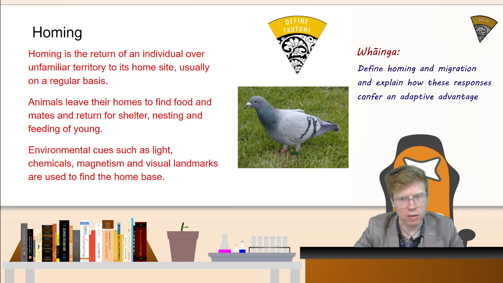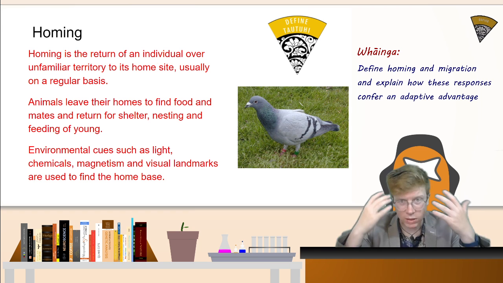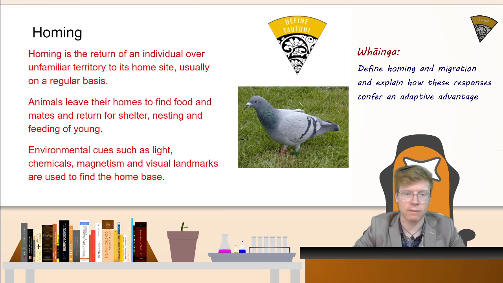But in order to do this, an organism has to have evolved to spend quite a lot of resources on building the neural capacity to do this. It needs to be able to respond to changes in light, chemicals, magnetism, and various visual landmarks, and have all the brain processing power to process these things so that it can find its way back to its home base. Pigeons are a great example, and we're going to talk about them in a moment.